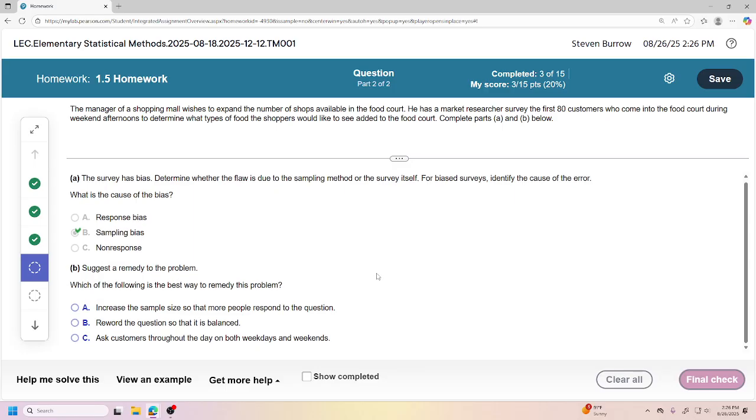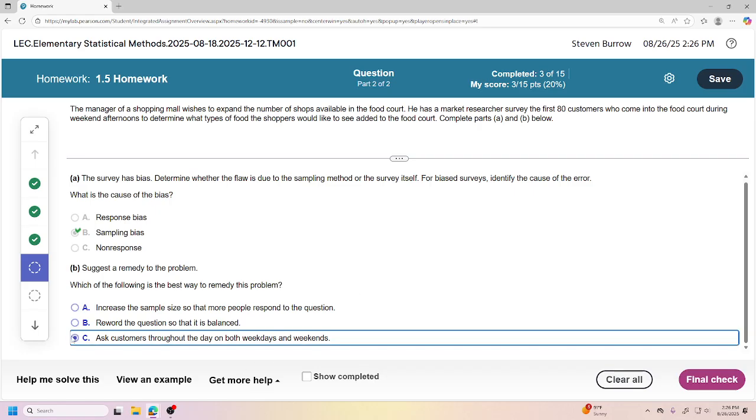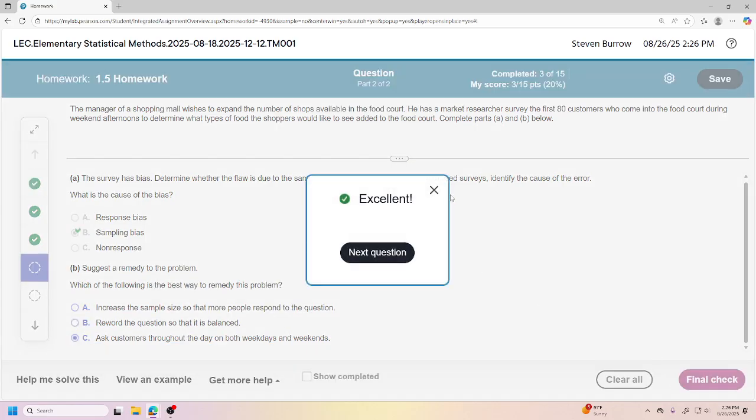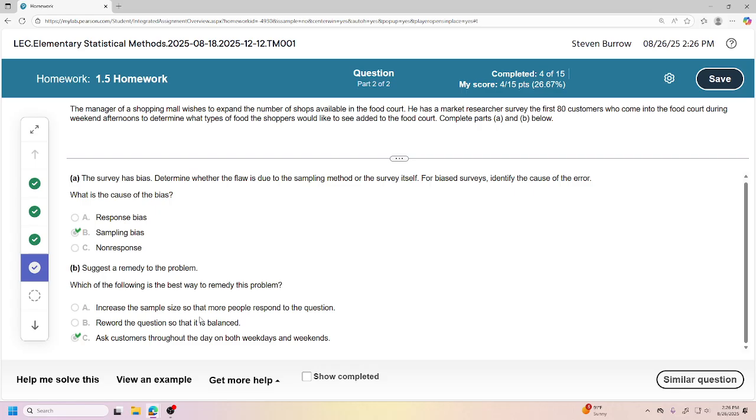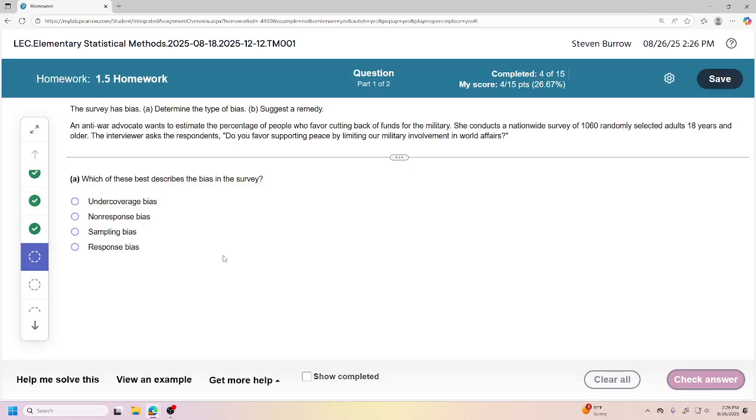Here we go. So what can we do about the food court? We just talked about that one. Yep, C, a little bit of everything, weekends, weekdays. Yep. So that was directly from the workbook, right? Sorry, missed it. All right, that's one.